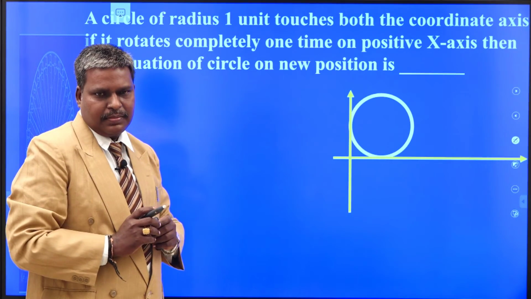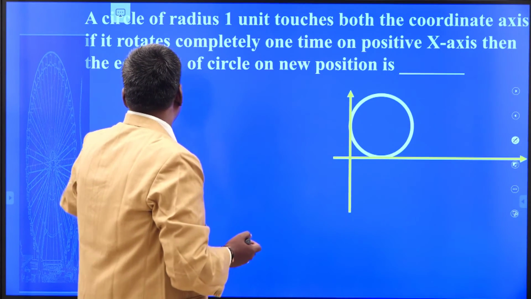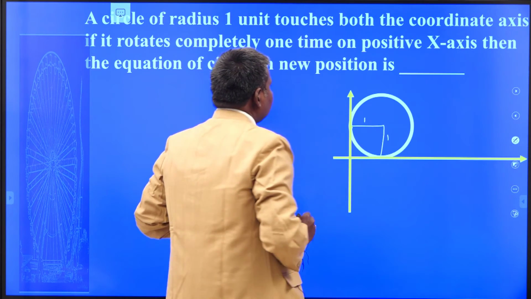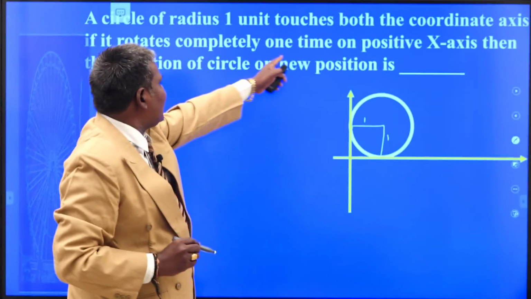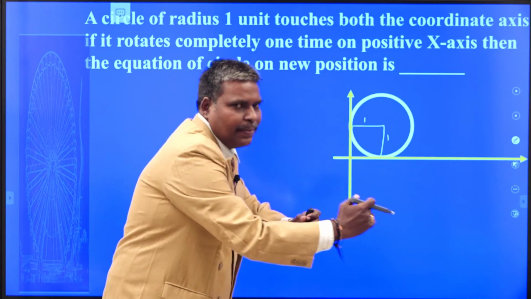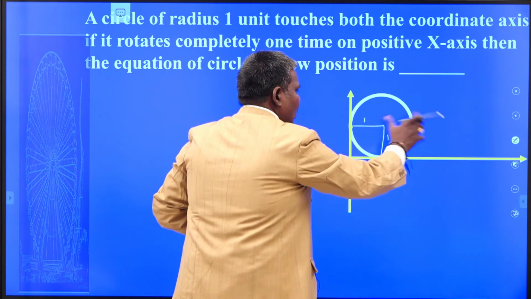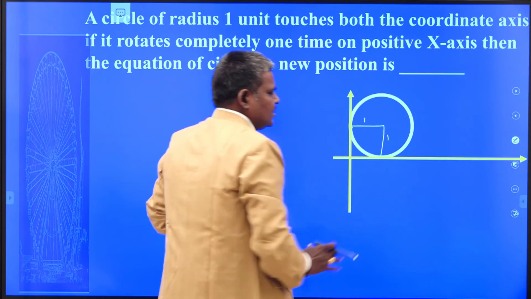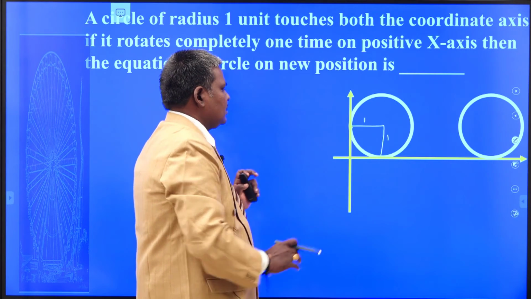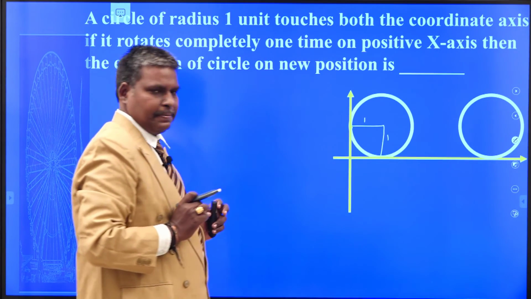This is your circle. Its radius is how much? 1 unit. It touches both the coordinate axes. What is given? If it rotates completely one time on the positive x-axis, it means what? It is rotating on the positive x-axis. This is your circle, and it is moving in this manner. One complete rotation on the positive x-axis. Is it moving from one place to another? Yes, it is moving like that. So after completion of one rotation, this is the final position of my circle.